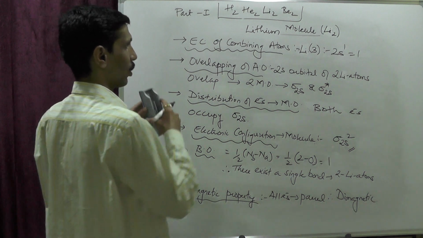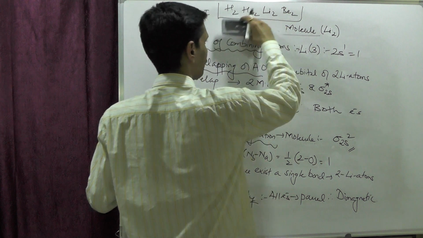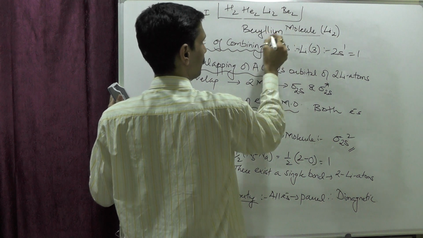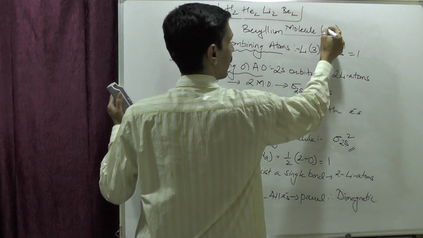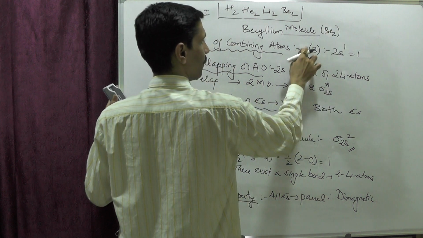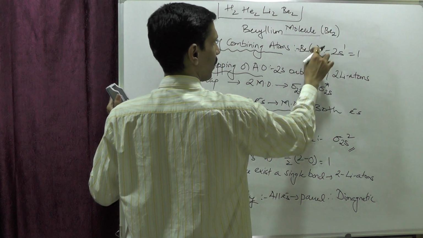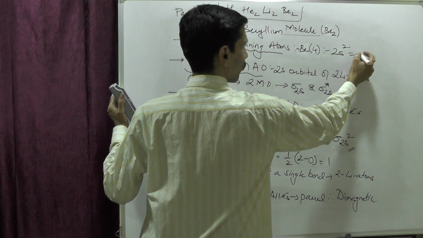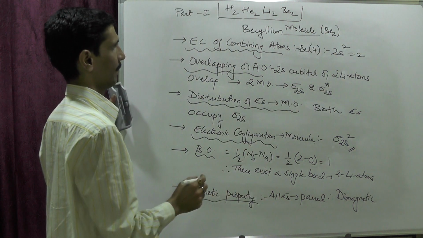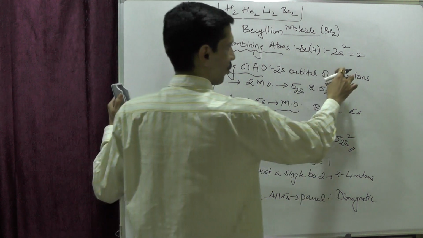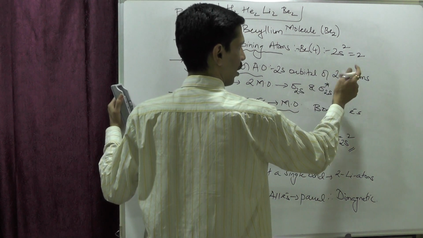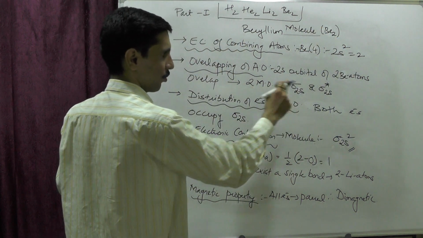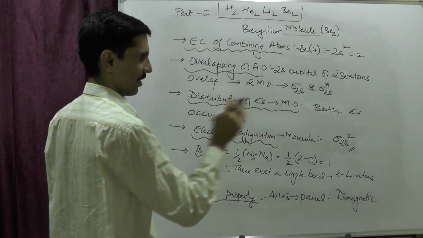Alright, now we go to the last molecule of this part, and that is we talk about beryllium. It will be Be2. Beryllium atomic number will be 4, so its electronic configuration is 2s2, so that means 2 electrons we are going to consider with respect to per beryllium. So the 2s orbitals of the two beryllium atoms will overlap, resulting in the formation of two molecular orbitals, sigma 2s and sigma star 2s.